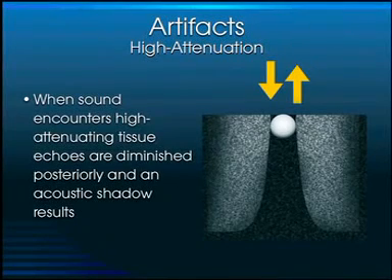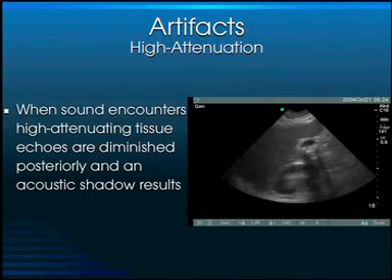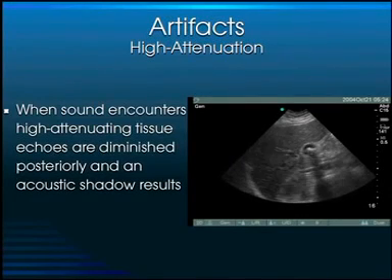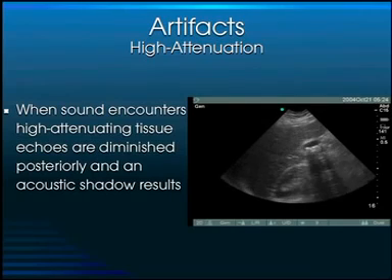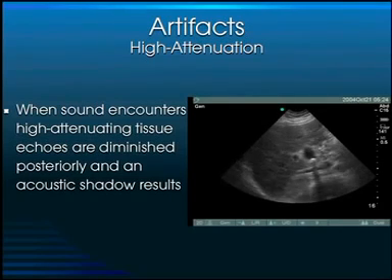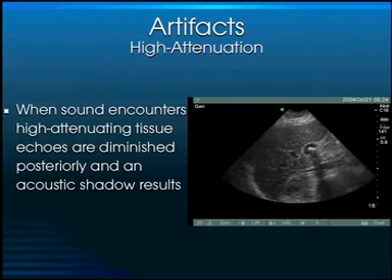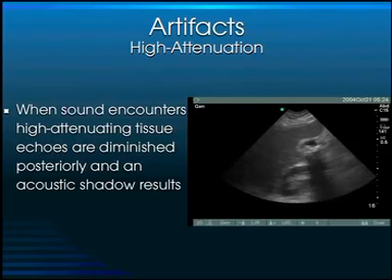Well, then there are different artifacts. The word attenuation means the progressive weakening of the sound as it travels into and then out of the body. When sound encounters a high attenuating tissue, therefore, the echoes posterior to it get diminished, and an acoustic shadow is what results. This happens when you have tissue that is very high density, such as gallstones. You see the sound is getting attenuated or weakened as it encounters the gallstones, and then there's a shadow that persists, and that is what defines us as having a gallstone.